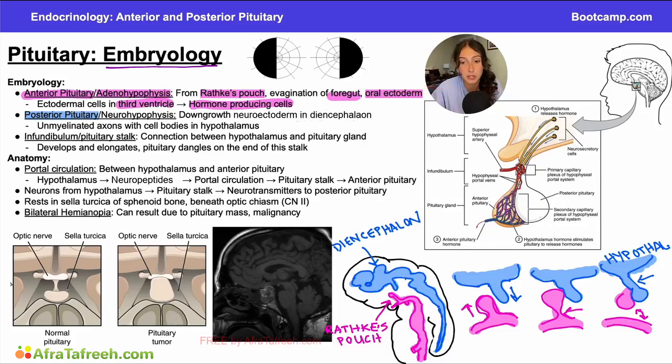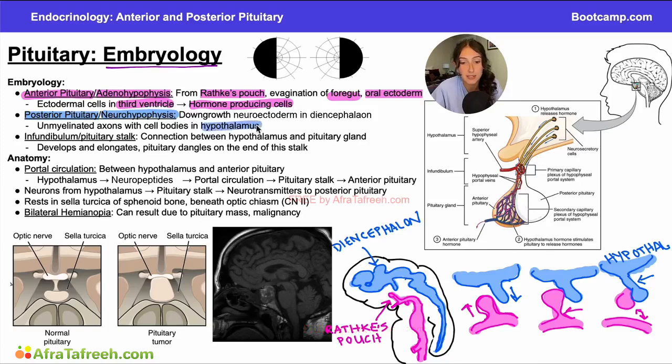So we have neural ectoderm in the diencephalon, which will grow downwards and create our posterior pituitary, or the neurohypophysis. Now, why might we call our posterior pituitary the neurohypophysis? Well, I always like to think that it's coming off of this diencephalon, coming off of this brain structure, the neural tube. So it is the one that's going to have more of that neural connection, and that's why we call it the neurohypophysis.